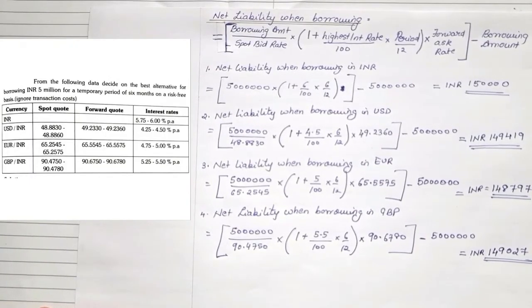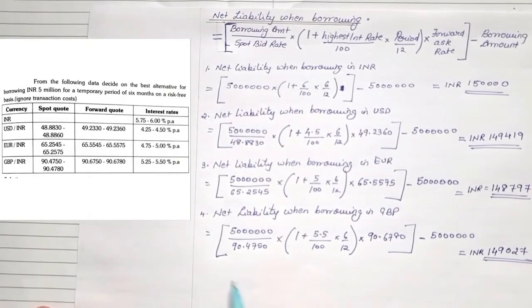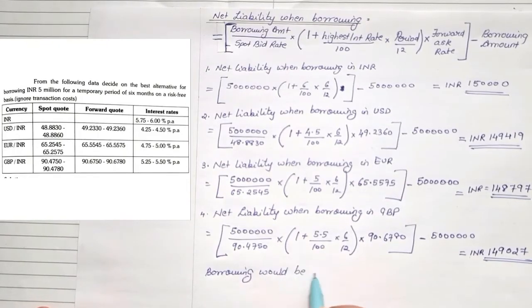So looking at this, we have 1,50,000, 1,49,419, 1,48,797, 1,49,027. 1,48,797 is the lowest liability. So your final answer will be: borrowing would be done in euro, since the liability is the lowest.